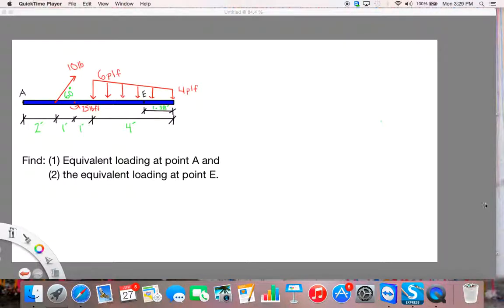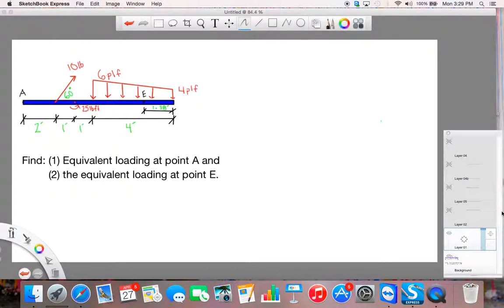So we're going to do a sample problem that has to do with equivalent loads and distributed loads. And what we have is a beam. You can consider it floating in space, or maybe it's simply supported or fixed at one end. It really doesn't matter because what we're interested in is this load distribution.